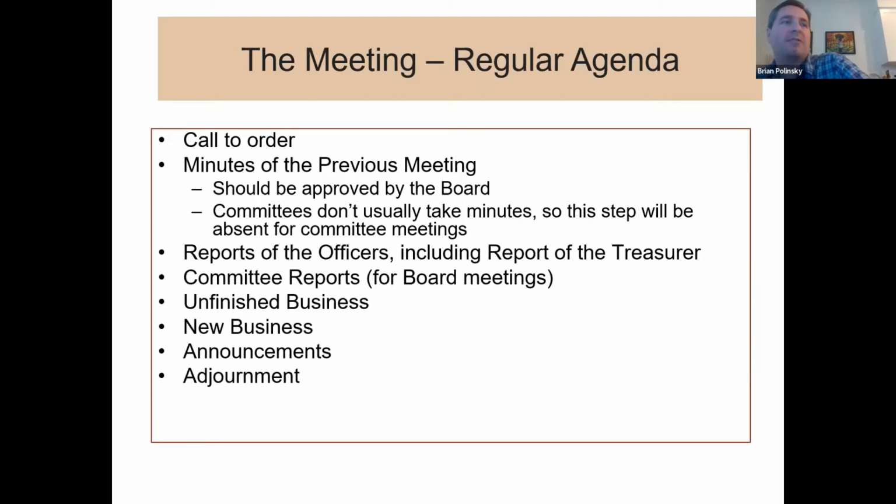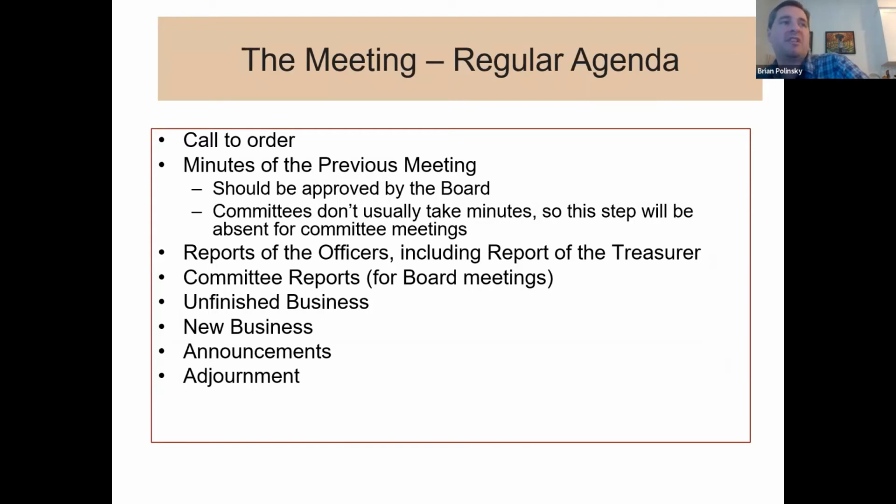So reports of the officers, including the report of the treasurer, if there are any reports that need to be made, that would be next on the agenda. Then if there are any committee reports that need to take place at the board of directors meeting, then you go on to unfinished business. This would be any business that began discussion at a previous meeting, but you weren't able to resolve at that meeting. You would start with that before moving on to new business, and new business is anything that hasn't been discussed at a previous meeting. And then finally, you'll end with announcements and adjournment of the meeting.